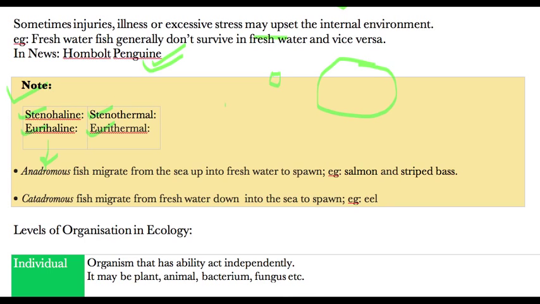They basically live in sea water, but during the time of laying eggs, they come to freshwater areas and lay their eggs there. Examples are salmon and striped bass. These are examples of euryhaline. Then you have catadromous, the fishes which migrate from freshwater down into the sea to spawn. An example is the eel. You might remember this because last year it was in the news.